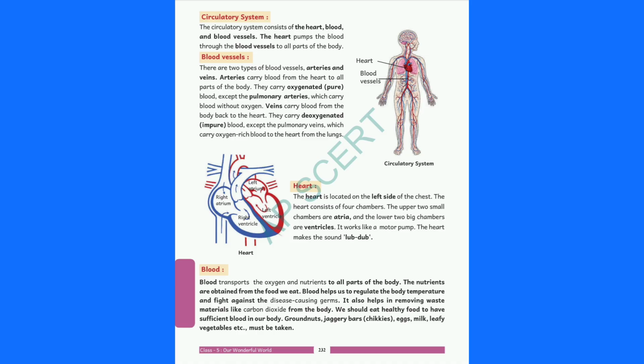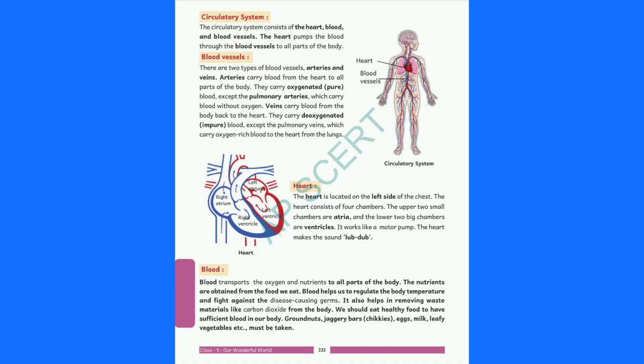Veins carry blood from the body back to the heart. They carry deoxygenated, impure blood, except the pulmonary veins, which carry oxygen-rich blood to the heart from the lungs.